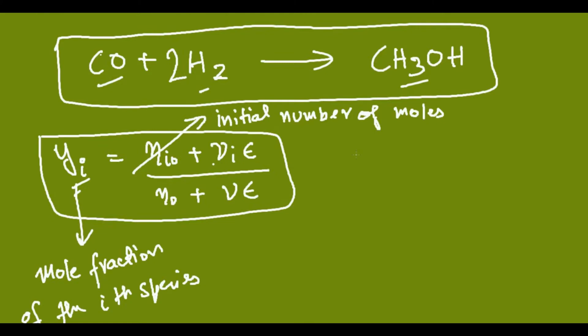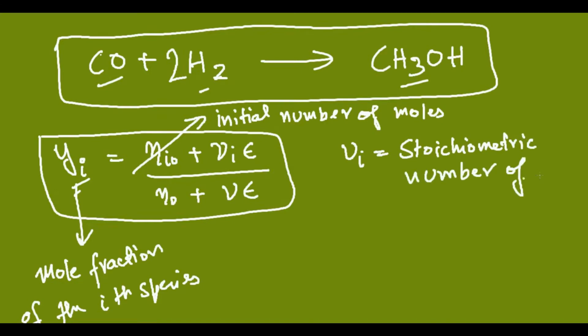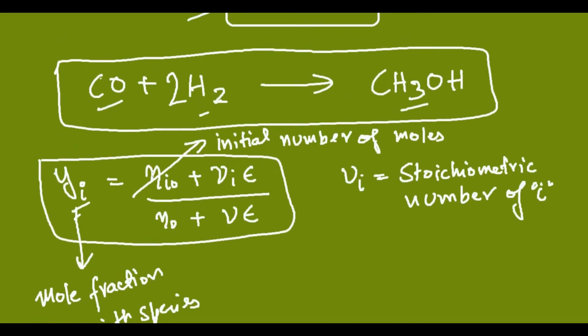Next is this nu i. What is this nu i? This nu i is the stoichiometric number of i. Stoichiometric number is the coefficient in this equation. Now if I am talking about CO, what will this nu i be? It will be -1, because the reactants will have a negative stoichiometric number and the product always has a positive stoichiometric number. So this is what nu i means. Epsilon is the extent of the reaction.